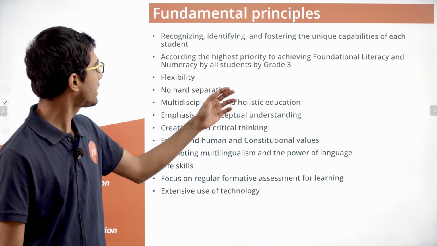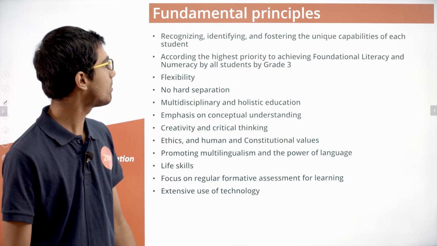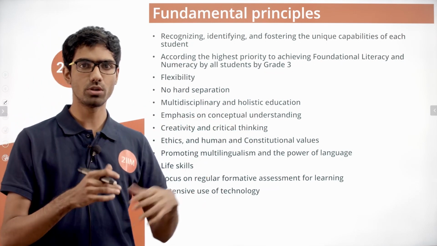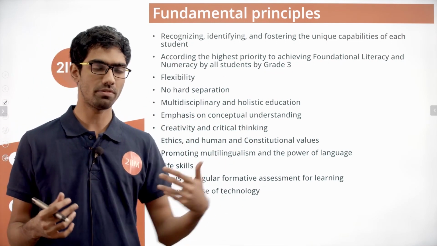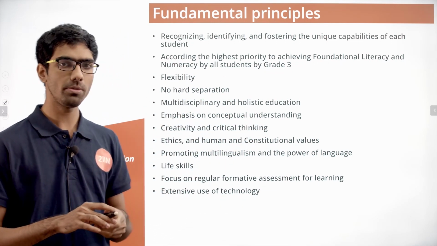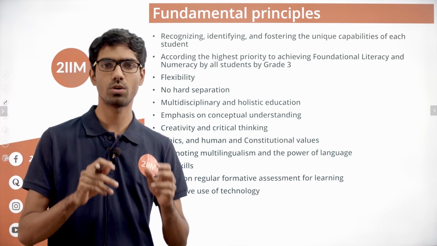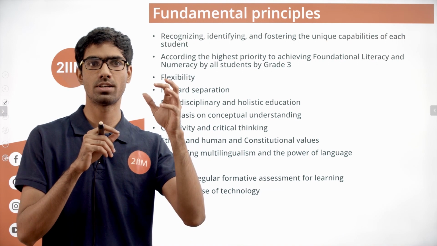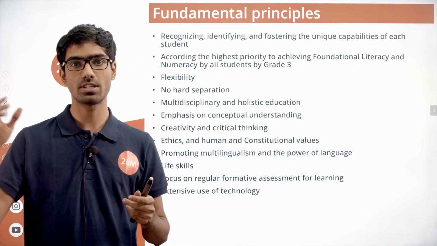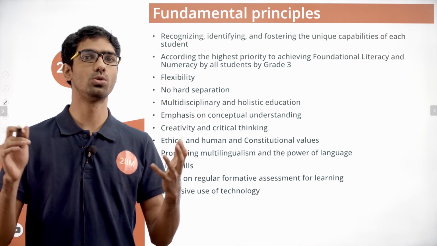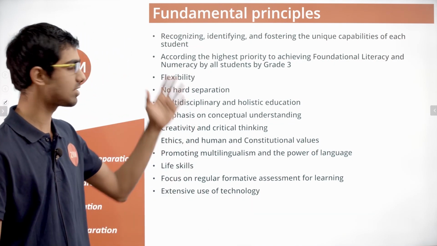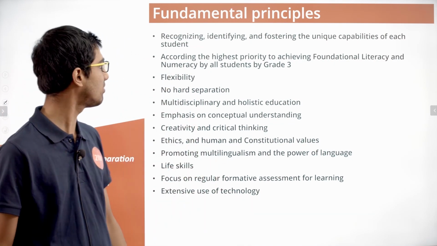So first is recognizing, identifying and fostering the unique capabilities of each student. We are going to see the different types of learners in our further slides. But there are going to be certain children who are particularly good at some skills or some subjects, and there are going to be some others who are laggards, and it's important that we recognize what the unique talents are and foster accordingly. So that's the first thing that this policy lays down.